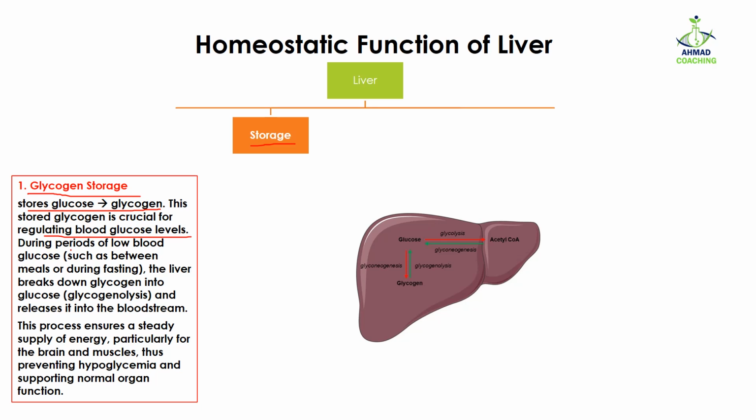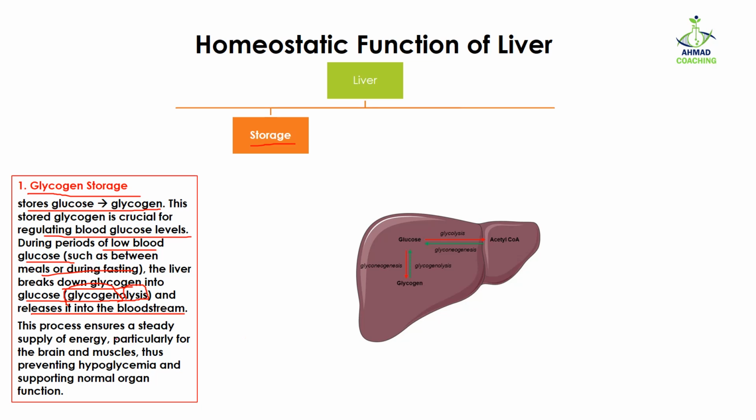For example, during the period of low blood glucose, such as between meals or when you are fasting and not eating anything, the glucose level in your blood is going to decrease. At that time, the liver is going to break down glycogen and convert it into glucose with the help of the glycogenolysis process, in which glycogen undergoes lysis, meaning breakdown. So glycogenolysis is the process in which glycogen is broken down to form glucose, which is then released into the bloodstream, and this process happens in the liver.